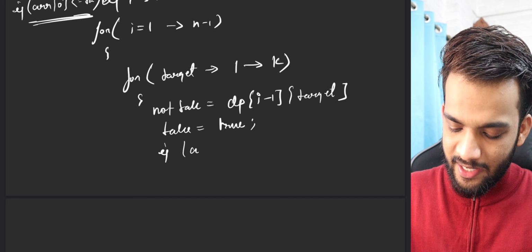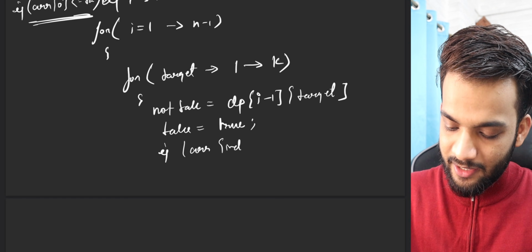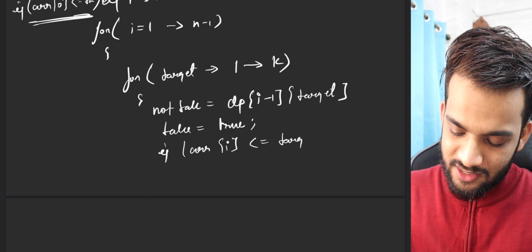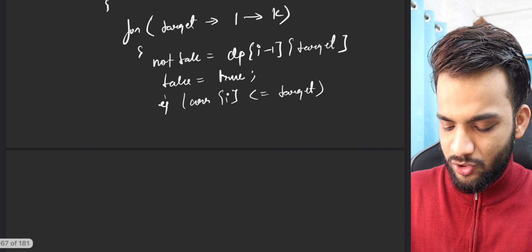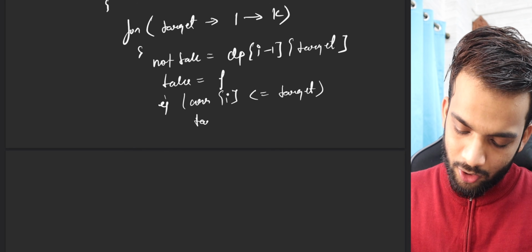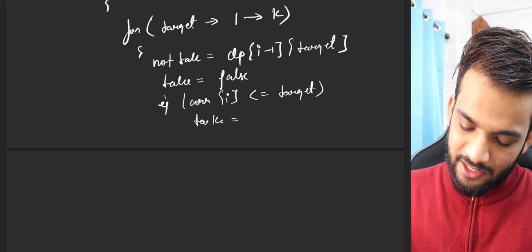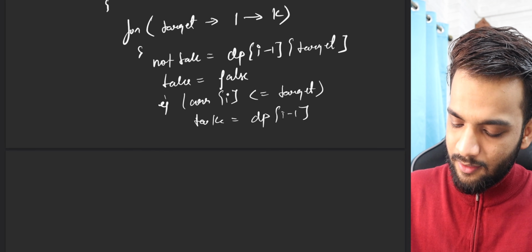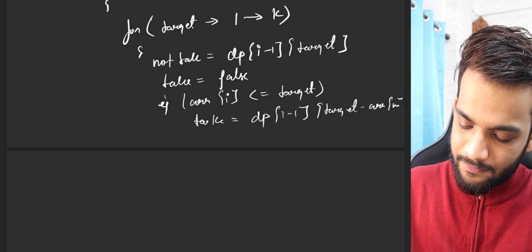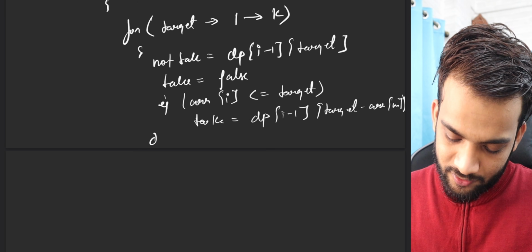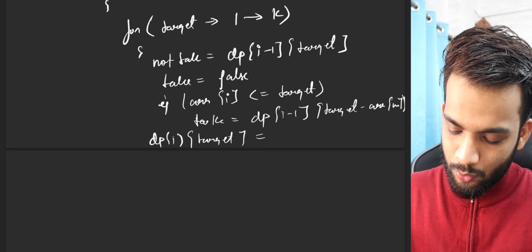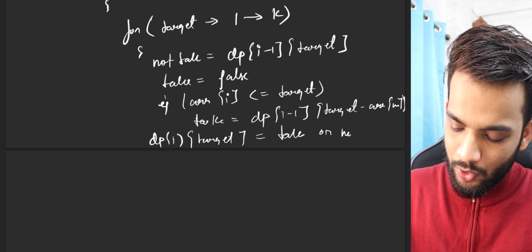Just making sure if the array of index can be taken into account, which is basically array of I here, if that's lesser than or equal to target, what you did was you said, by the way, take will be false over here, not true. And you then say take will be dp of I minus 1, and you wrote target minus array of index, right? That is something which you wrote. And at the end of the day, you said dp of I target is equal to take or not take.